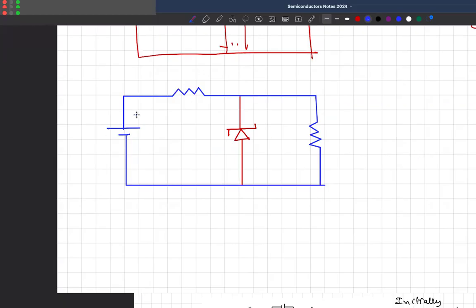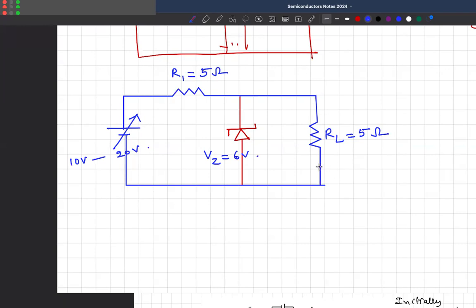For example, I am operating this from 10 volts to 20 volts. The series resistance is, say, 5 ohm, and the load resistance is, say, 5 ohm, and the Zener breakdown voltage is 6 volts, for example. This is the circuit.